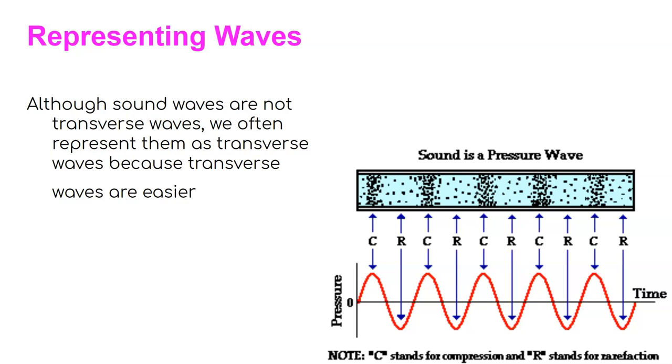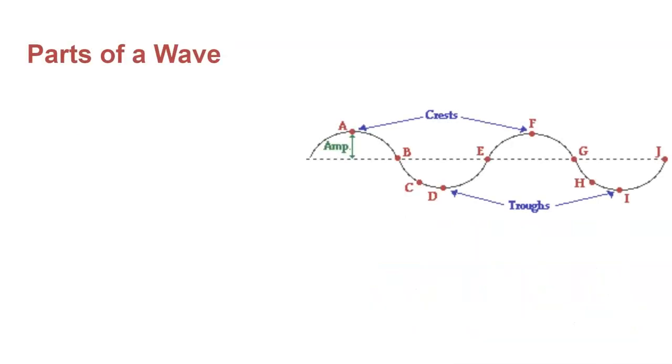Sound waves are not transverse waves, but we often show them as such because it's easier to show the different areas. Those compression areas on a sinusoidal graph are those areas at the top, those positive high amplitude areas, and rarefactions are in the negative part of the pressure on the diagram on the bottom. So the different parts of a wave, let's explain that in a little bit more detail.